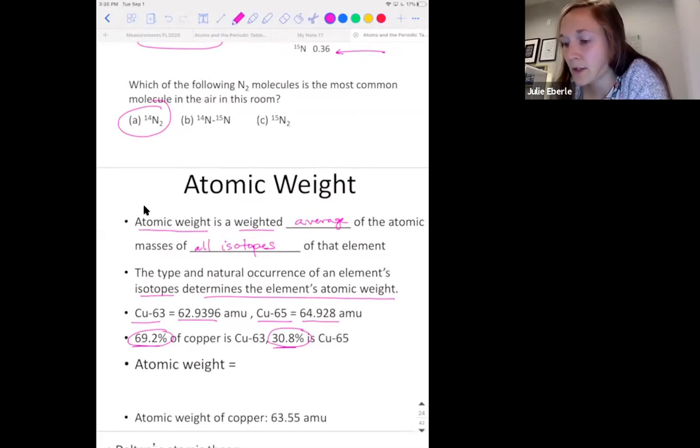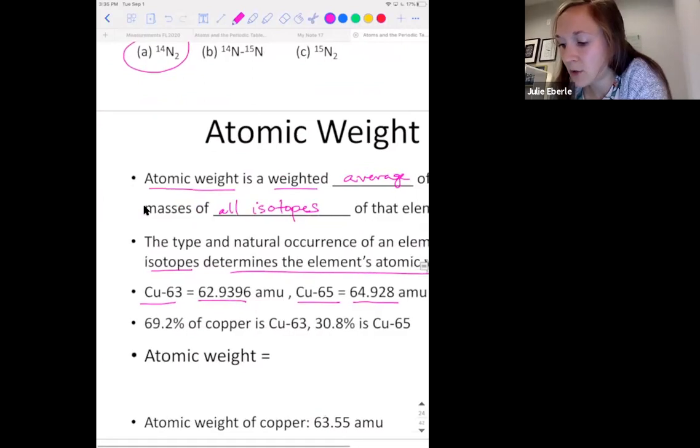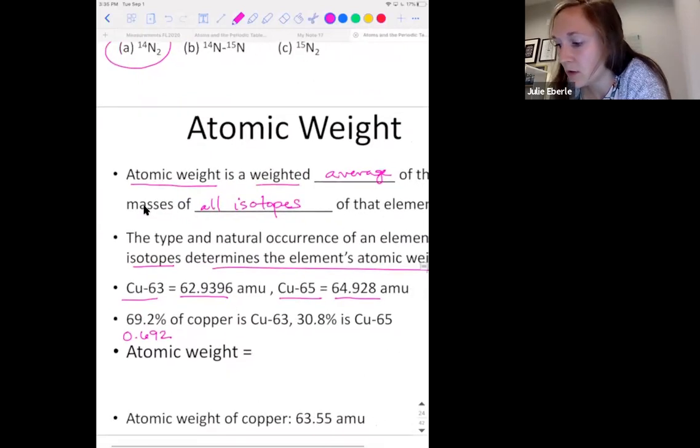So what we're going to do is turn these percentages into decimals. How do we turn a percent into a decimal? You divide by 100 and you should get 0.692. That's 69.2% as a decimal. And then you should get 0.308. That is 30.8% as a decimal. So take the percentages as a decimal and you're going to multiply them by their mass in AMUs. And we're going to add that all up for each isotope.